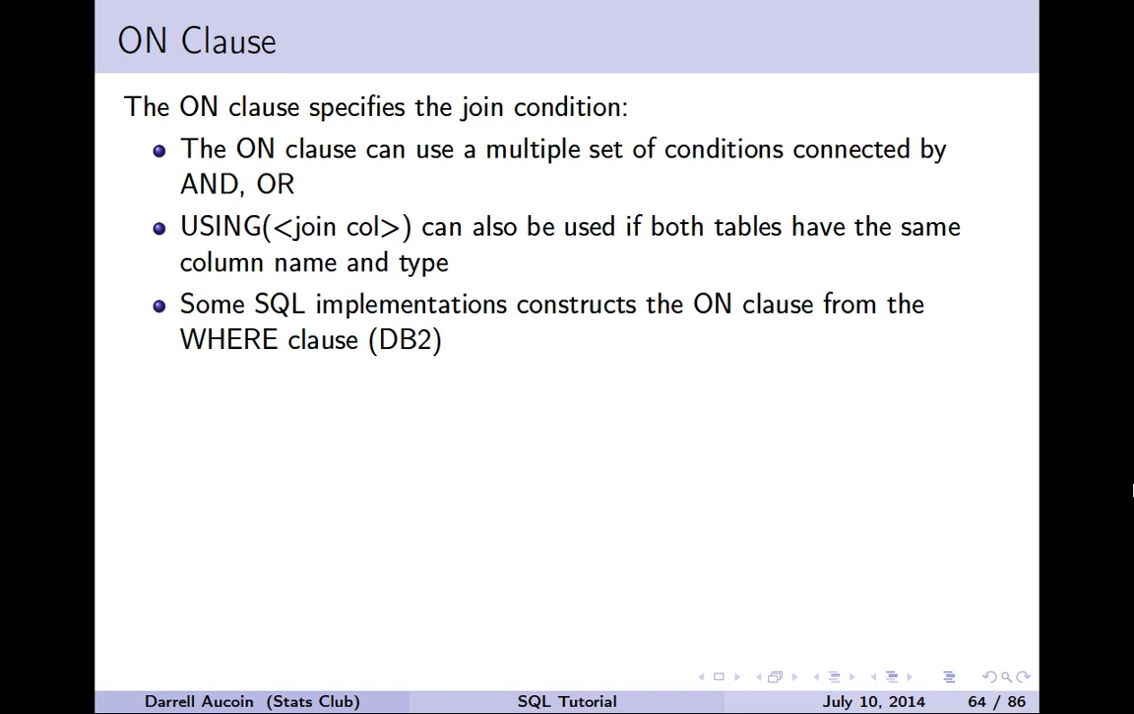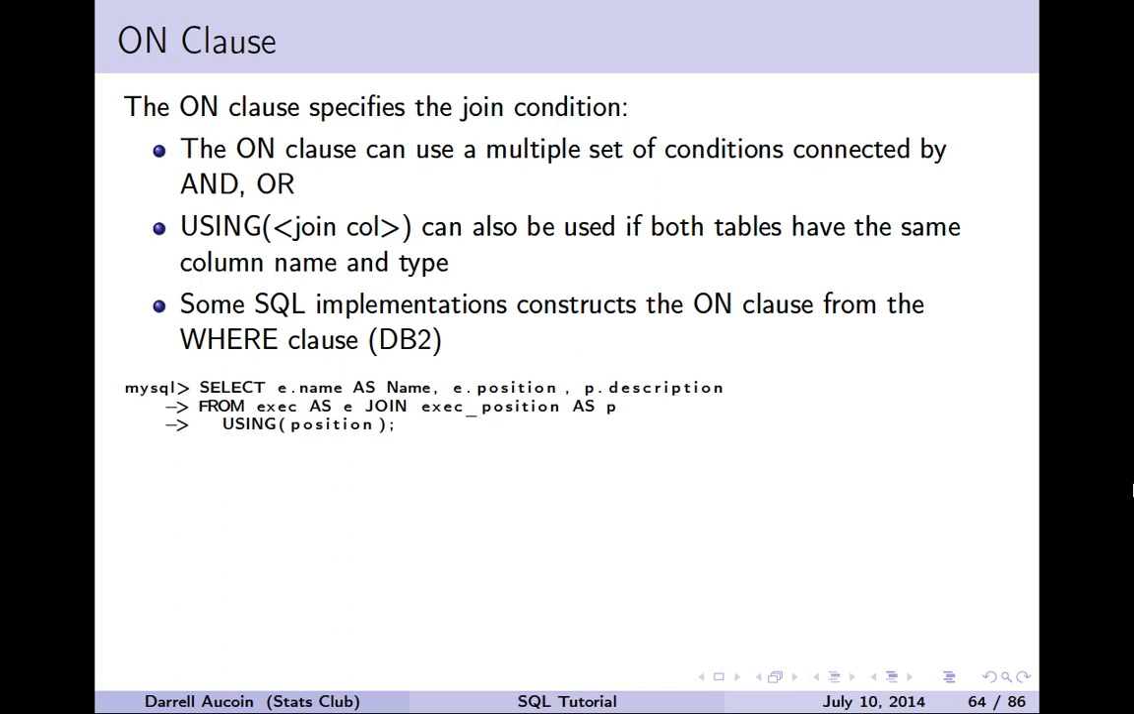Some implementations of SQL construct an on clause from the where clause, like DB2. This just basically makes it more optimal. Most things you could do with an on clause, you could pretty much also do with a where clause, but it will do a cross join, then you would drop a lot of entries, which makes it very inefficient. So the on clause basically helps with processing your query.